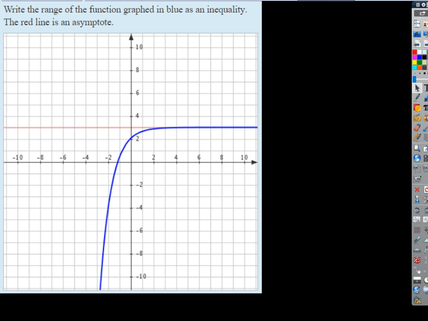Okay, how high or low it goes. Range is the set of the output values, the y values, right? So we're looking at this vertically now. We want to know what are all the values of y that are represented, the vertical coordinates, the second coordinates of all of the infinite points on this graph that are represented on the blue graph.